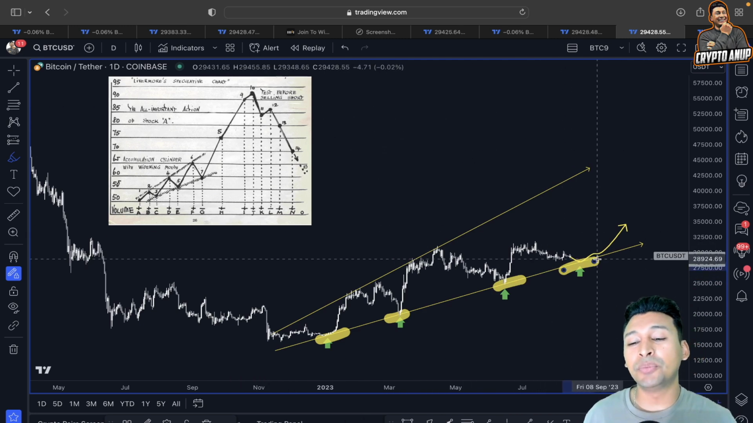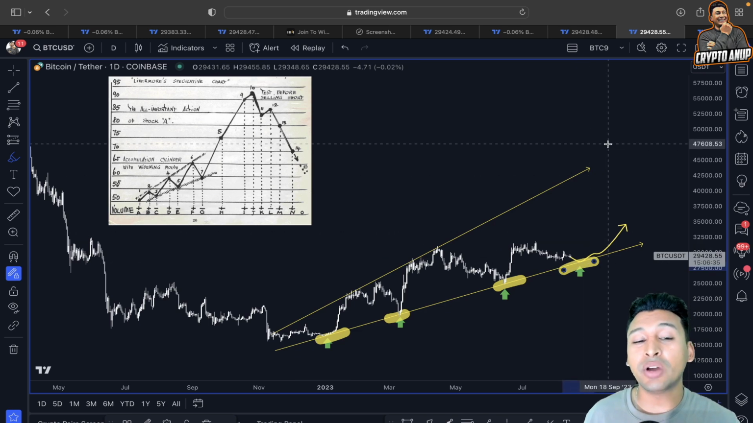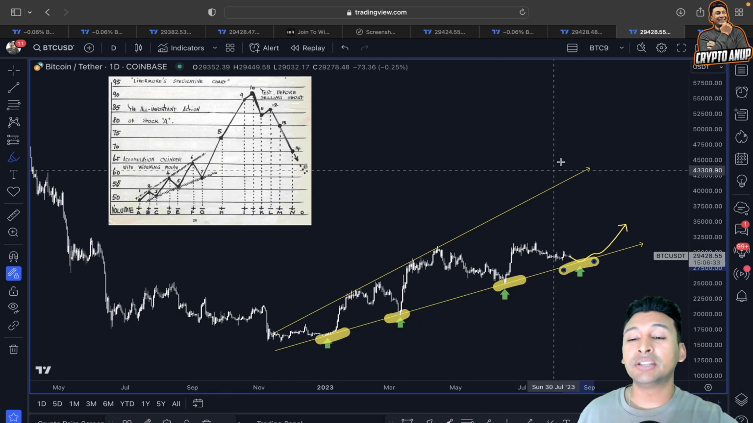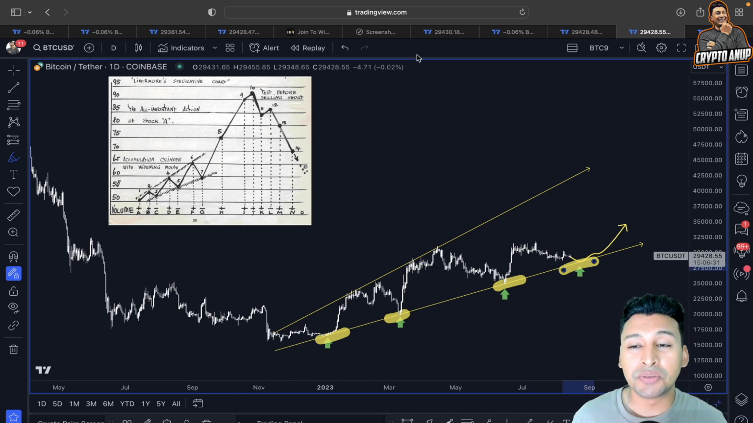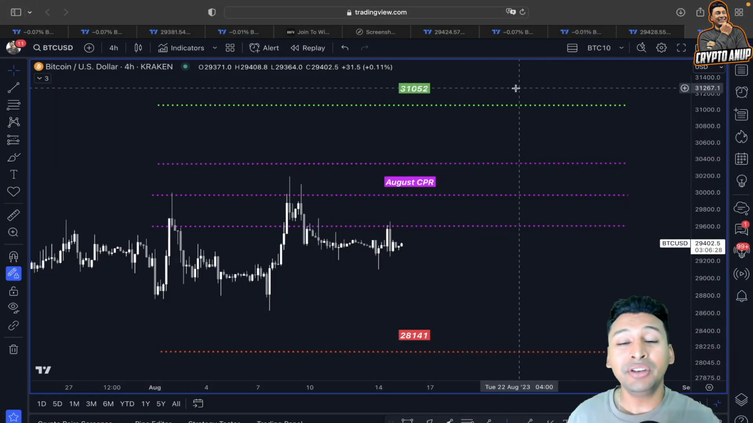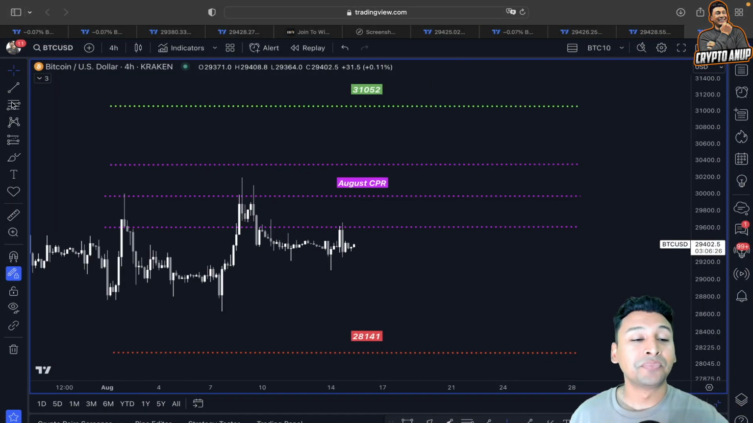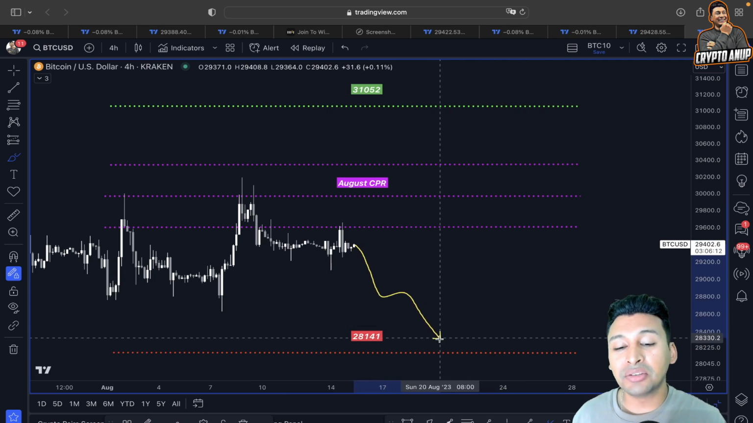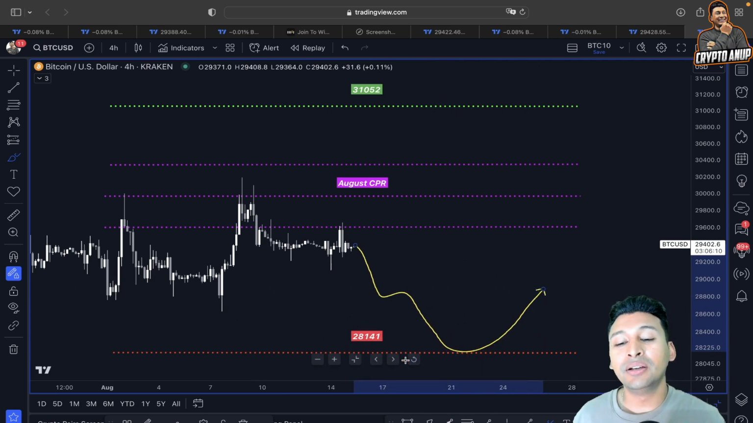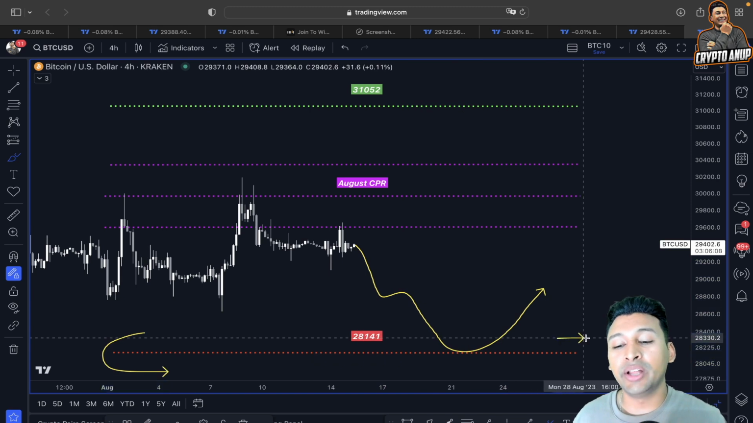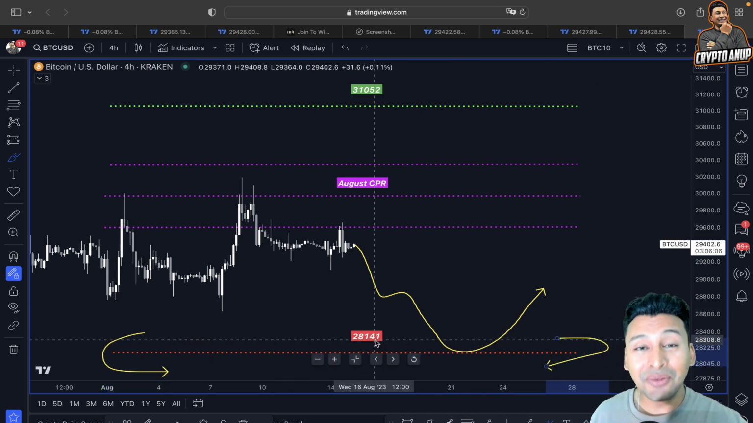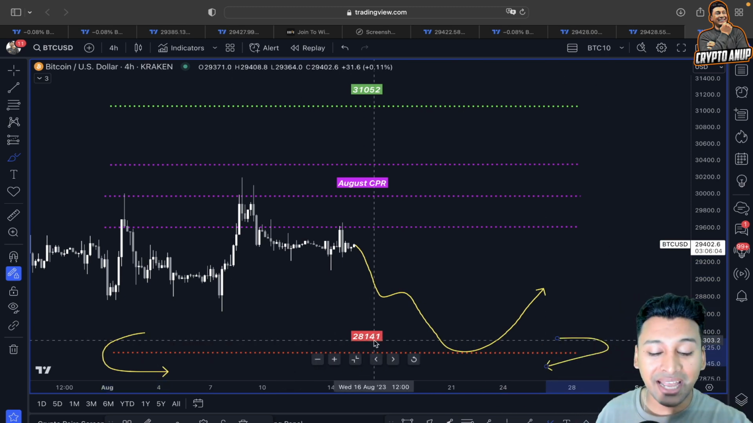Because after testing the support around this 28,000, the price could be heading towards forming another higher highs, higher lows continuation pattern type of formation. And even according to this leading indicator, getting attracted towards 28,000 means the price will be coming back to test the monthly S1 line as well. So this monthly S1 line, again around 28,000, will be acting as additional support.